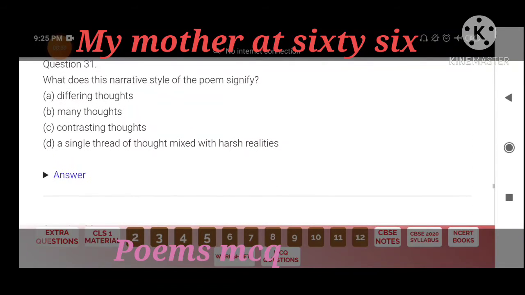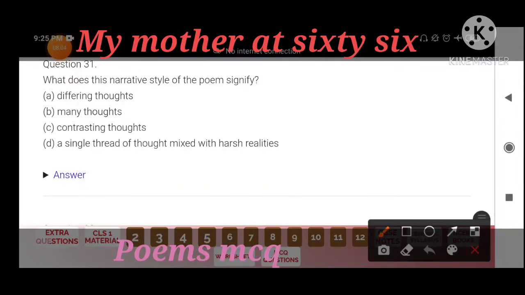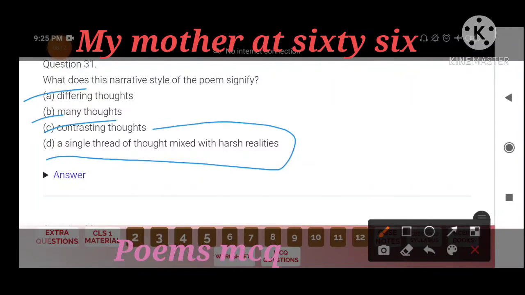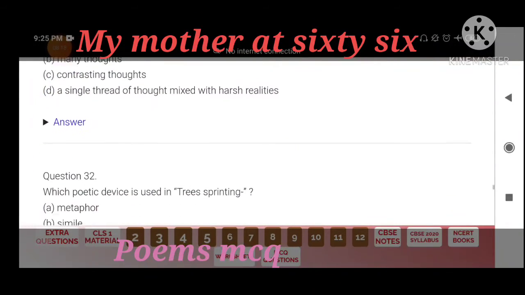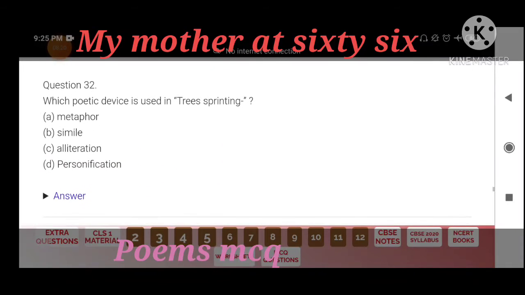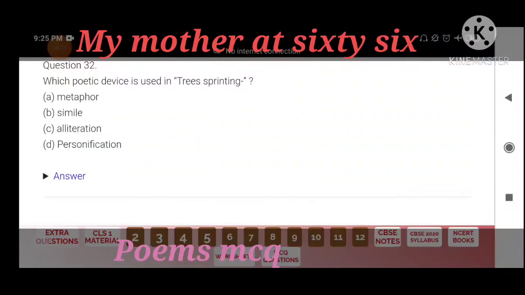What does this narrative style of poem signify? Differing thoughts, many thoughts, contrasting thoughts, a single thread of thoughts mixed with the harsh realities. So a single thread of thoughts mixed with harsh realities. Harsh realities means the poet is in dilemma to choose between her duties and responsibility towards her mother and her needs, and so this one expresses the reality of the modern age.